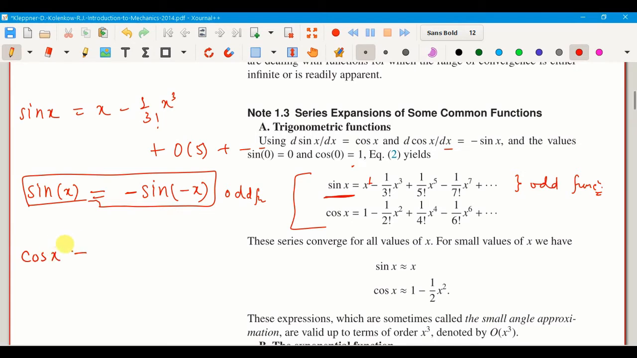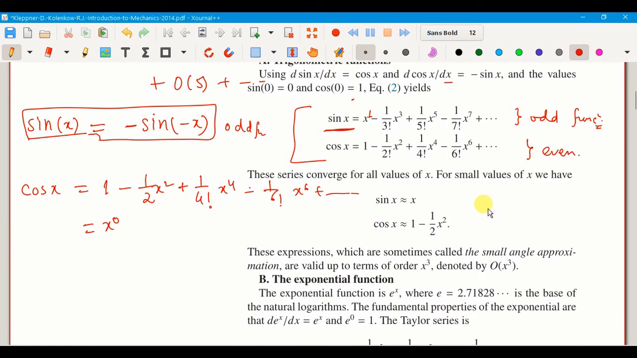Similarly, we have the cos function, and it has the expansion 1 minus half x square plus 1 over 4 factorial x to the power 4 minus 1 over 6 factorial x to the power 6. Now you see here, the powers are x0, 2, 4, 6, 8. Therefore, it is an even function. You would have realized now that cos of x is equal to cos of minus x, because it is an even function, and cos of a minus quantity will always give you the positive result.